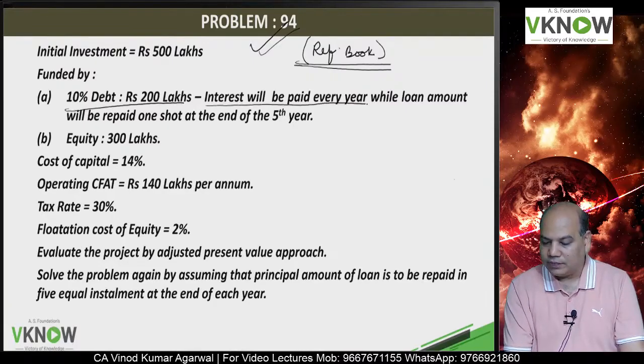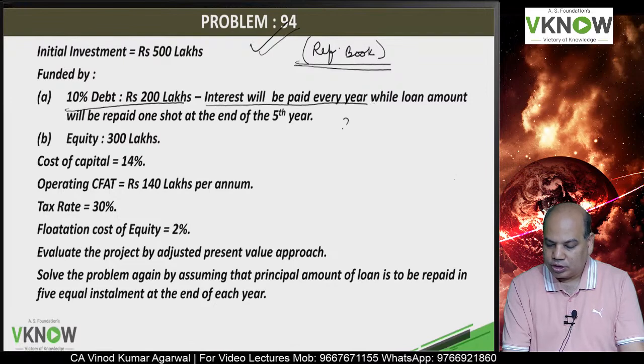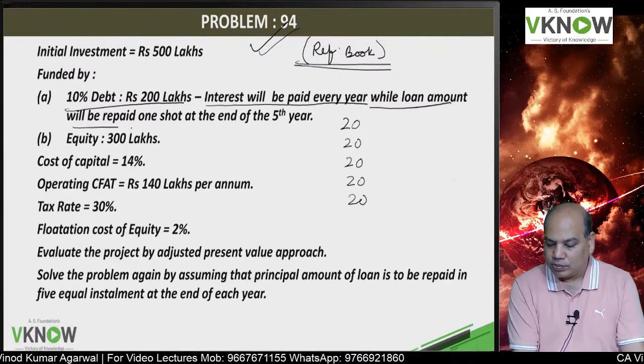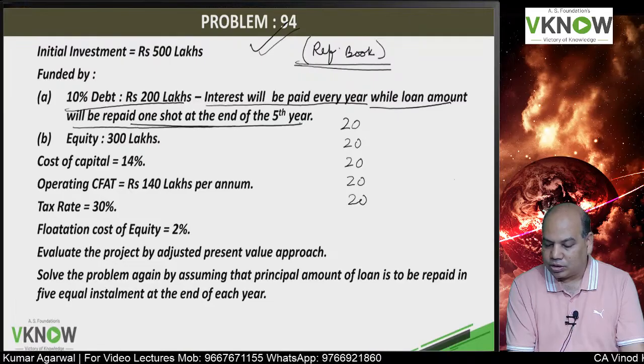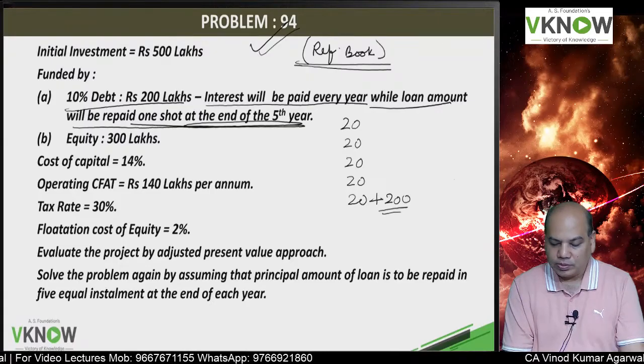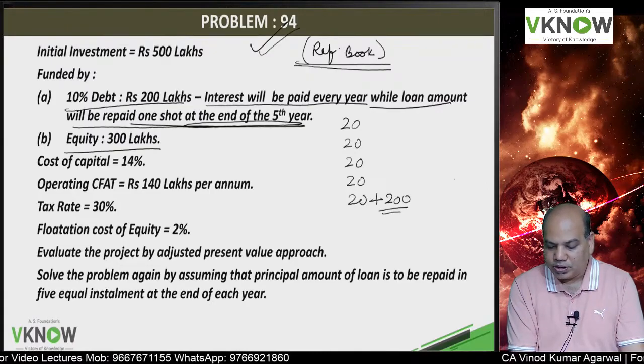Interest will be paid every year, which means 20 lakh will be paid every year, while the loan amount will be repaid in one shot at the end of the 5th year. In the last year, the principal amount will be repaid. Equity would be 300 lakh.